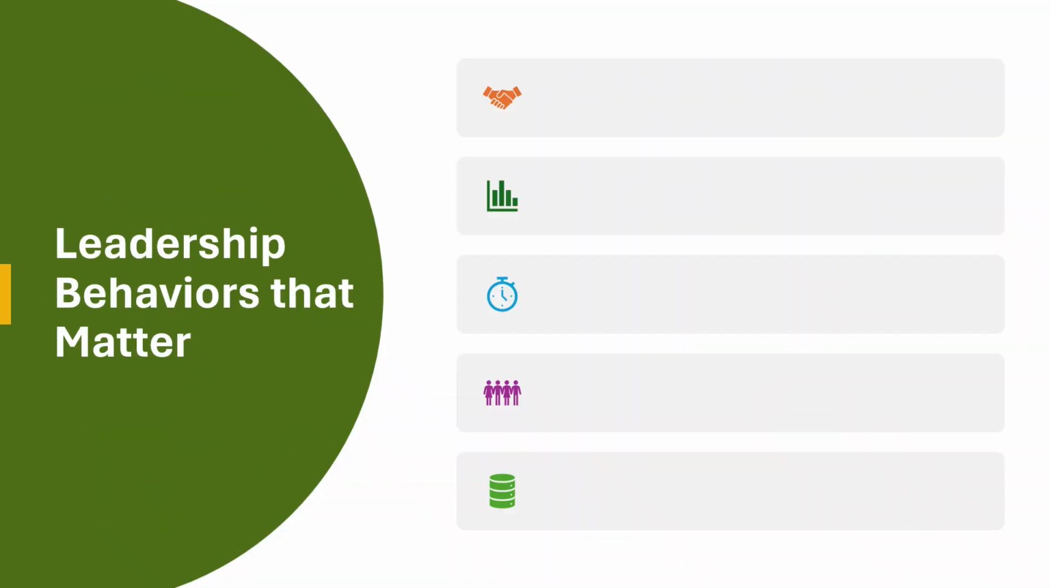So let's take a look at the behaviors that make PLC leaders truly effective. One way to go is to model shared values. Your actions should reflect the values you want your team to embrace: trust, respect, and a focus on learning. And monitor for results. Keep an eye on progress, celebrate wins, address challenges with a growth mindset.